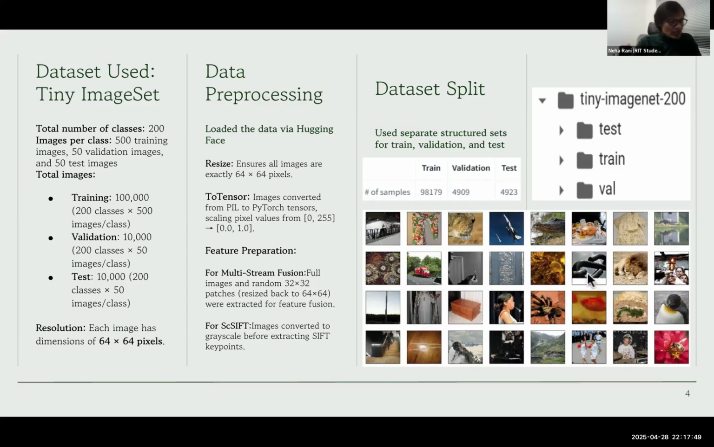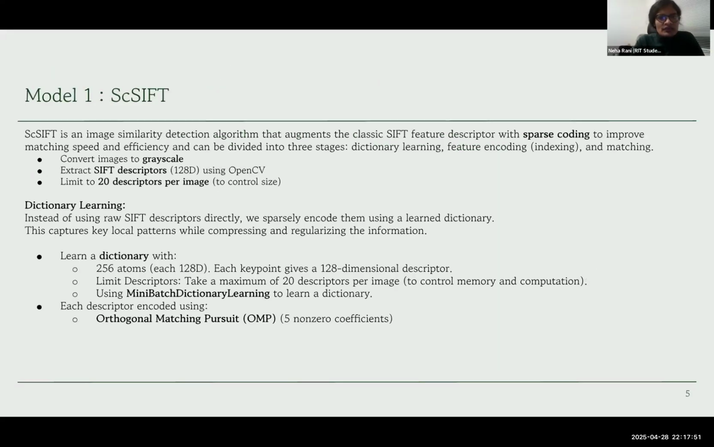Hi everyone. So now we are going to discuss the models which we have used in our project. So the first model is ScSIFT, which stands for Sparse Coded Scale Invariant Feature Transform. It is an image similarity detection algorithm that augments the classic SIFT feature descriptor with sparse coding to improve the matching speed and efficiency. It can be divided into three stages. The first would be dictionary learning, then the feature encoding and matching.